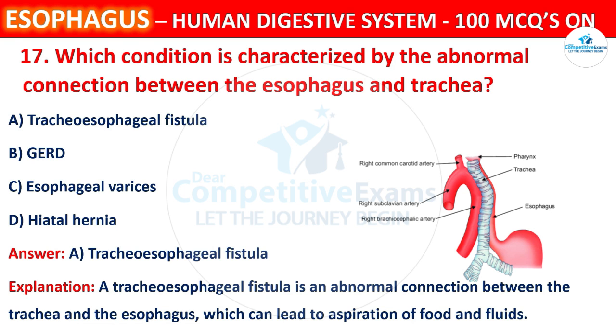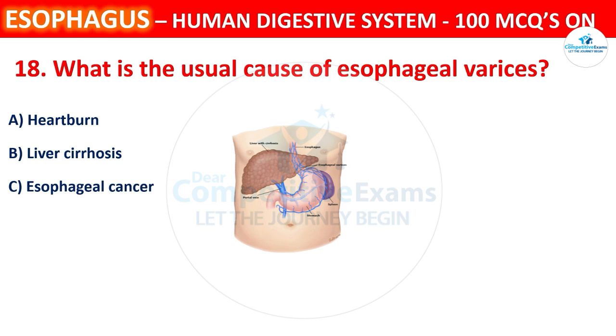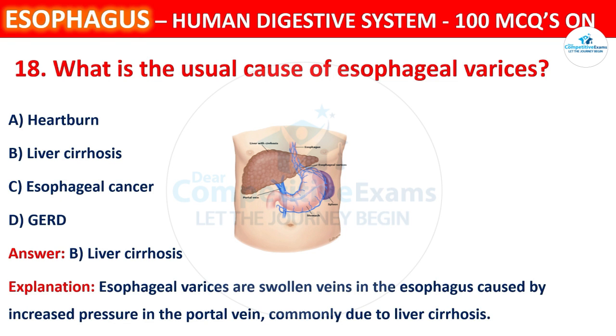Question number 18. What is the usual cause of esophageal varices? Your options are heartburn, liver cirrhosis, esophageal cancer, or GERD. The correct answer is B, that is liver cirrhosis. Esophageal varices are swollen veins in the esophagus caused by increased pressure in the portal vein, commonly due to liver cirrhosis.